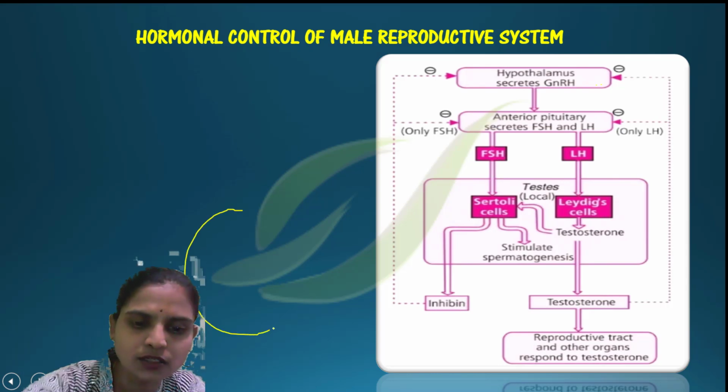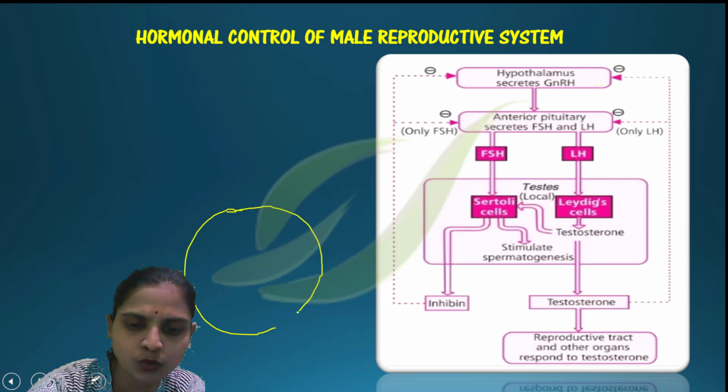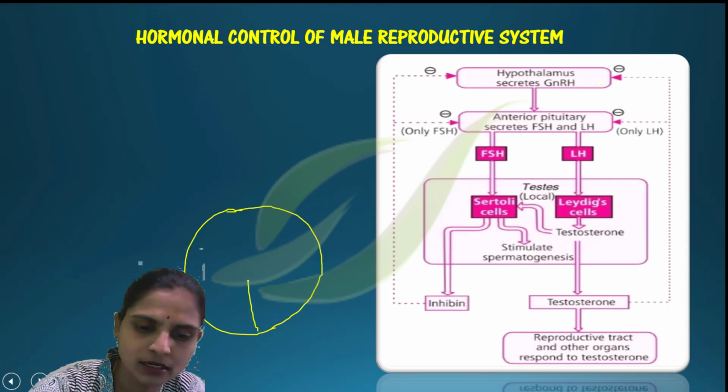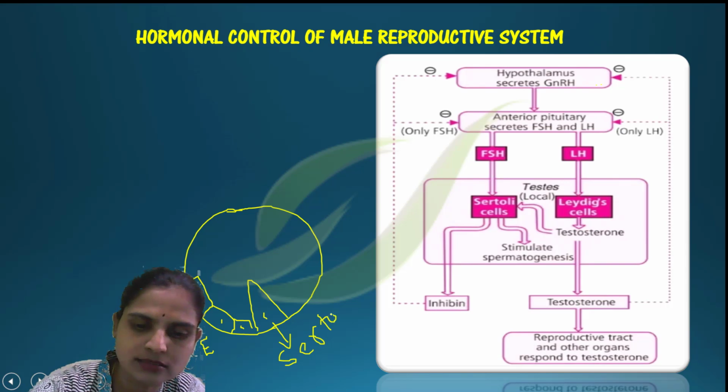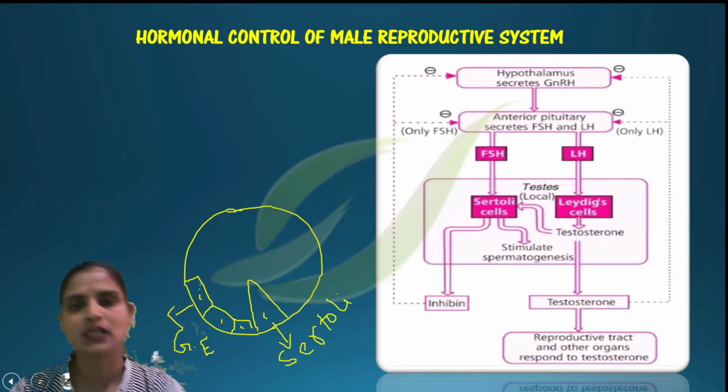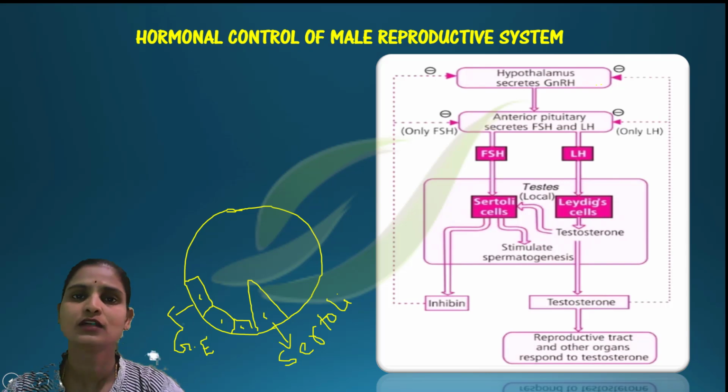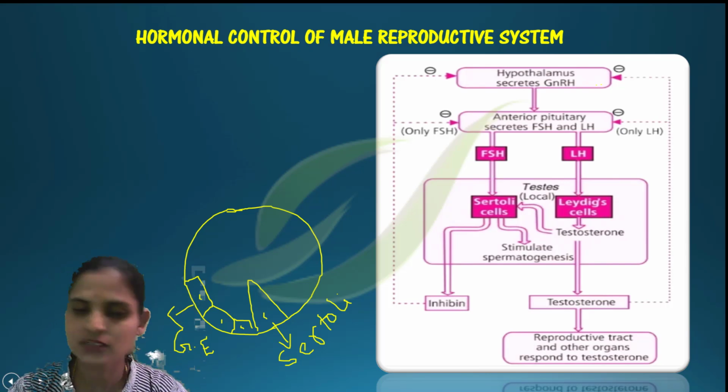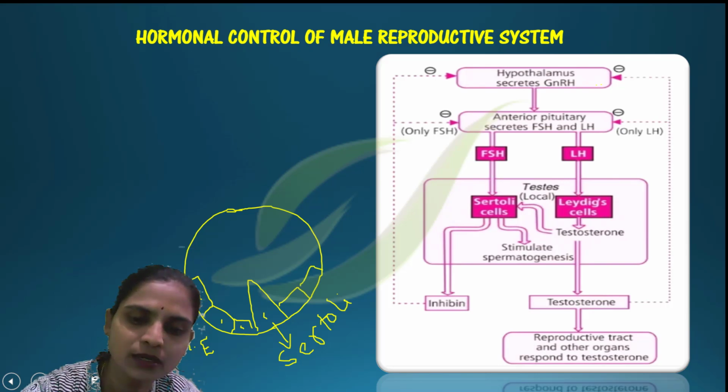When we recall the TS of the seminiferous tubule, we understand that it consists of two main types of cells. The germinal epithelium cells are present, and in between we can find Sertoli cells. So in the seminiferous tubule, germinal epithelium cells are present as well as Sertoli cells.